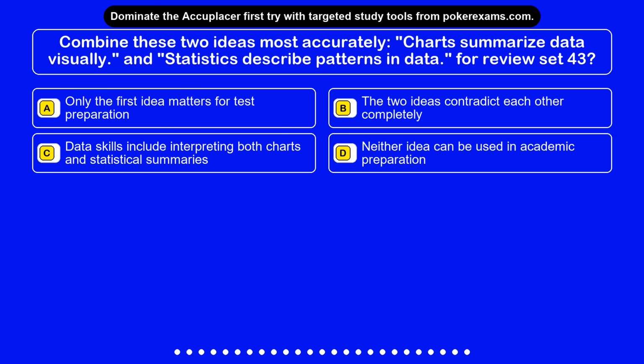Question 17. Combine these two ideas most accurately. Charts summarize data visually, and statistics describe patterns in data. For review set 43. Option A. Only the first idea matters for test preparation. Option B. The two ideas contradict each other completely. Option C. Data skills include interpreting both charts and statistical summaries. Option D. Neither idea can be used in academic preparation.